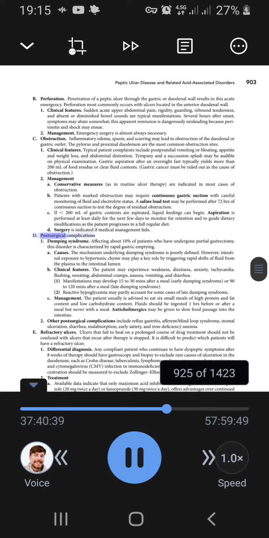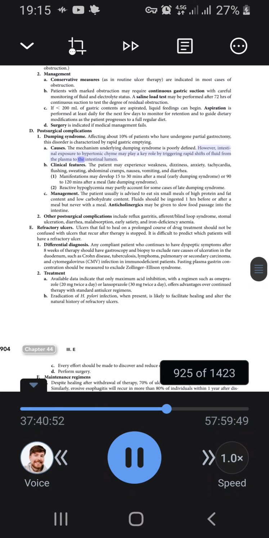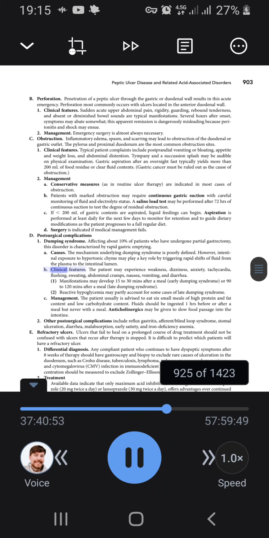D. Post-surgical complications. 1. Dumping syndrome. Affecting about 10% of patients who have undergone partial gastrectomy, this disorder is characterized by rapid gastric emptying. A. Causes. The mechanism underlying dumping syndrome is poorly defined. However, intestinal exposure to hypertonic chyme may play a key role by triggering rapid shifts of fluid from the plasma to the intestinal lumen.